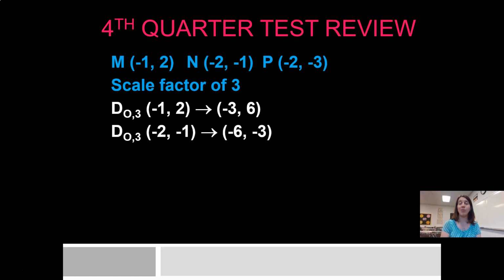Moving on to point N. The dilation centered at the origin, the scale factor of 3, and the original point was (-2, -1). -2 times 3 is -6, and -1 times 3 is -3. Last point, P. The dilation centered at the origin, scale factor is 3, and then my point is (-2, -3). Again, just multiply both of those by 3. So -2 times 3 is -6, and -3 times 3 is -9, and you have given the new coordinates for the dilation that you have in your question.